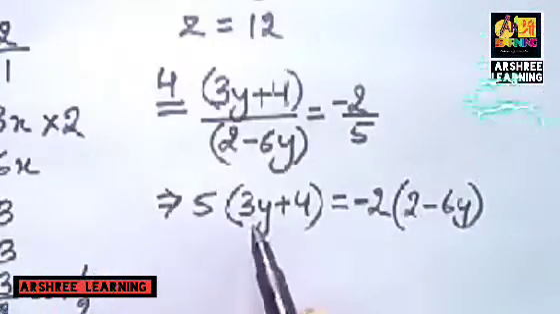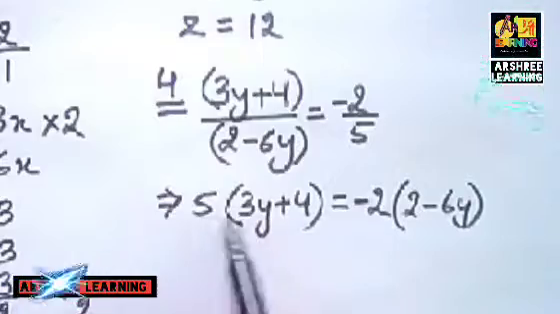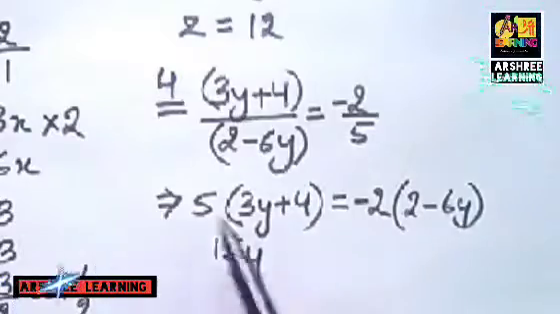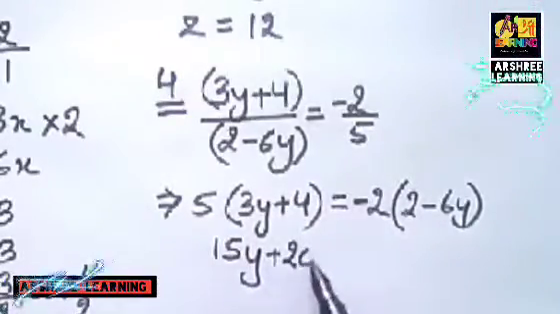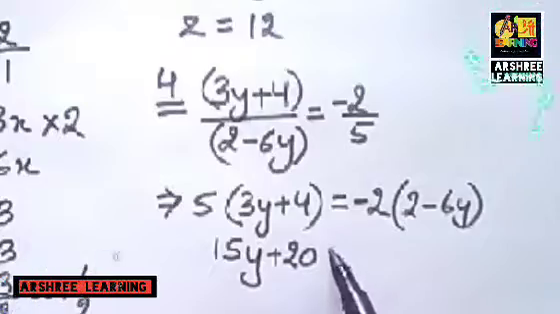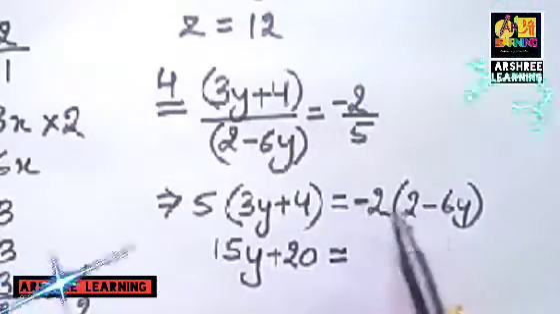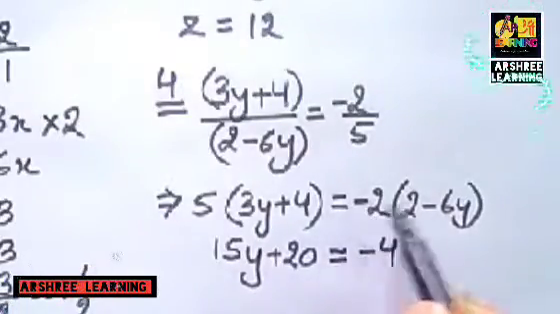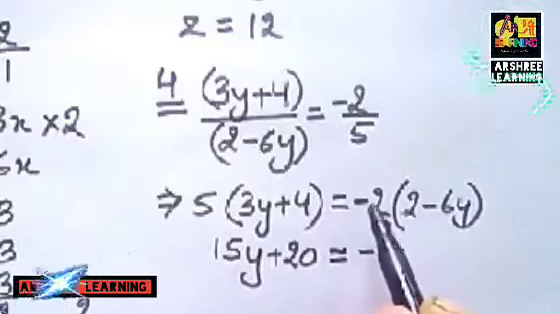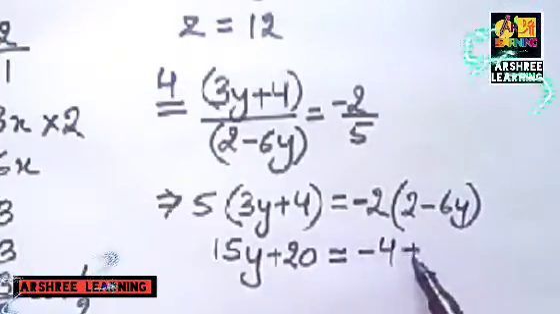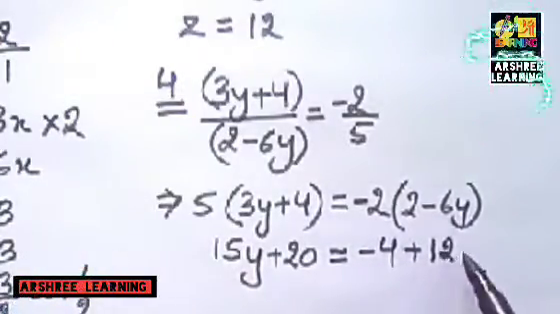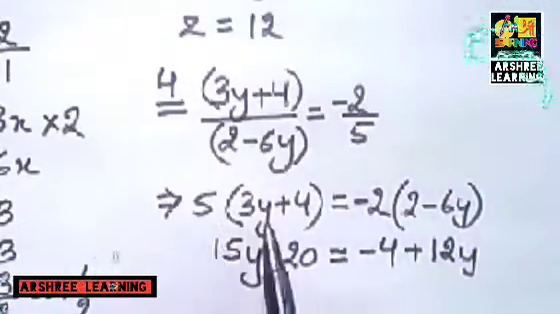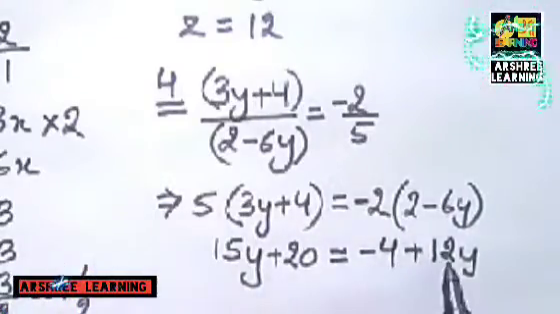Now we will simplify. So 5 into 3 and 5 into 4. 5 into 3 will become 15y and 5 into 4 will become 20. Okay. Now similarly on the right side, 2 will multiply this bracket. So minus 2 into 2 is minus 4. Minus 2 will multiply minus. So there are two minus signs. Minus 2 into minus will become plus. 2 into 6 will become 12y. Okay. So 5 into 3y plus 4 and 2 into 2 gives you this.